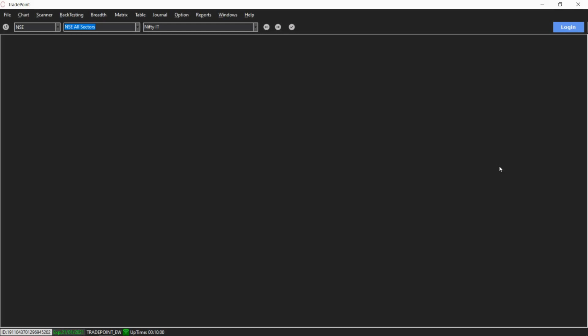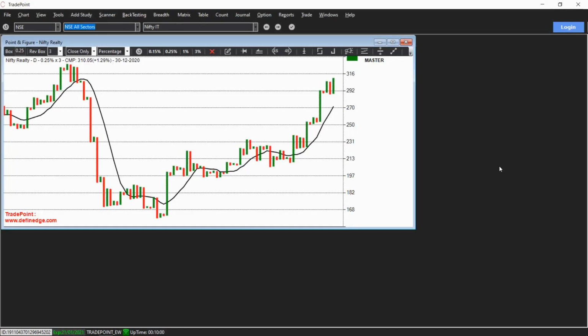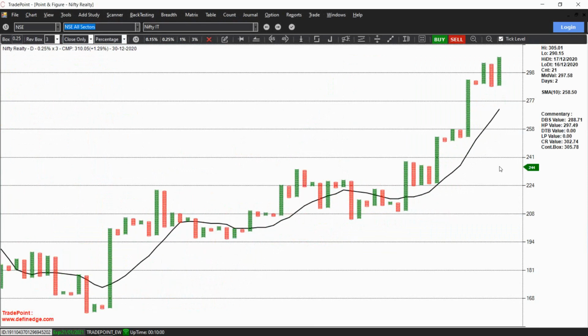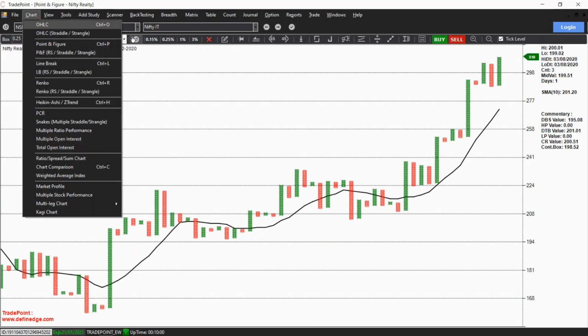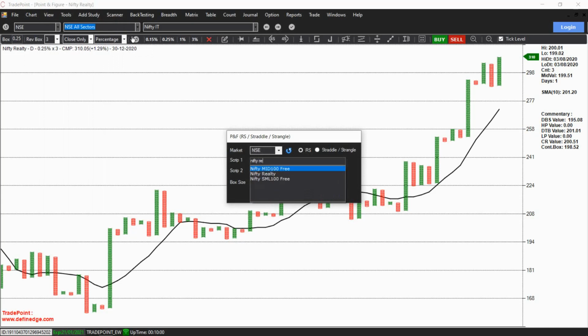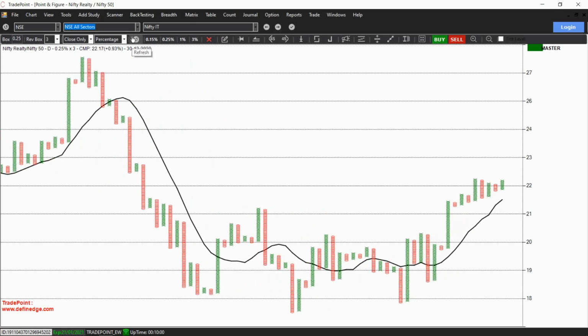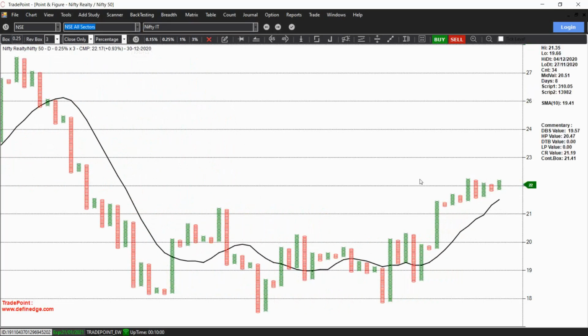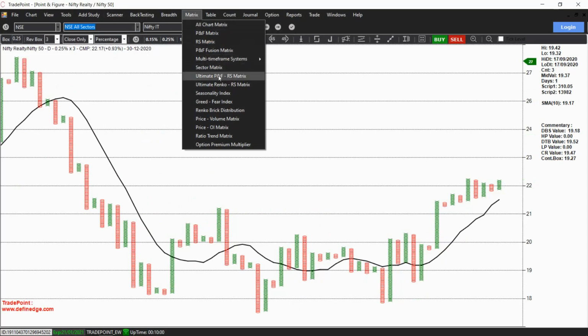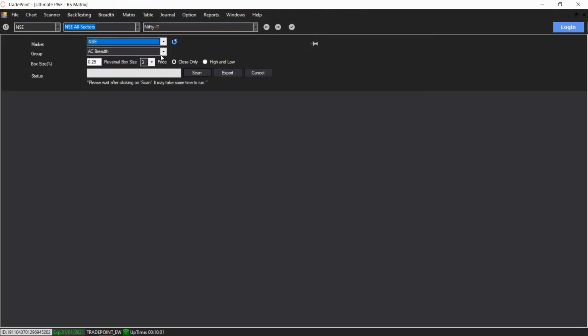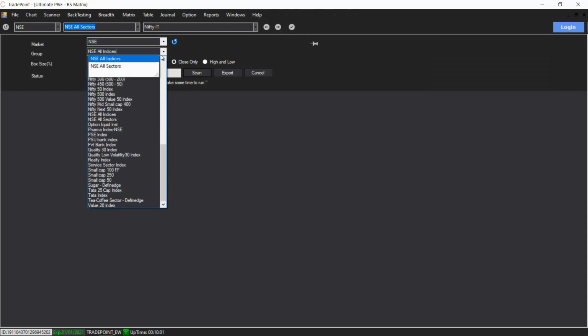How do we perform price analysis? We open a simple point and figure chart with moving average. This is a price chart of, let's say, the realty index. It is bullish, it is trading above the moving average, right? Second step is realty versus Nifty 50. It is trading above the moving average and it is bullish. So price and RS both are bullish, right? And the third step is you go to matrix, ultimate matrix, and just select NSE all sectors here.